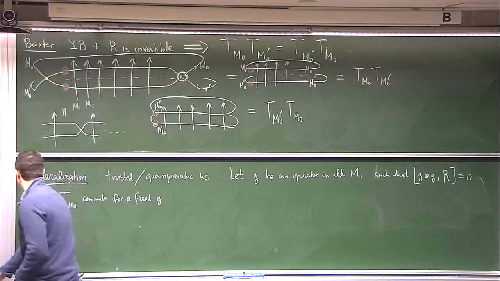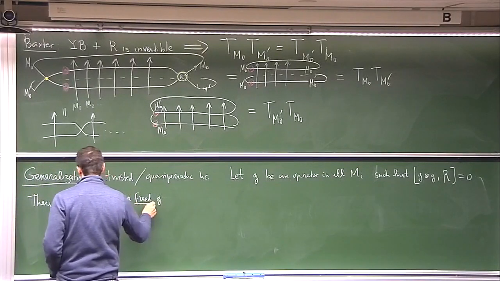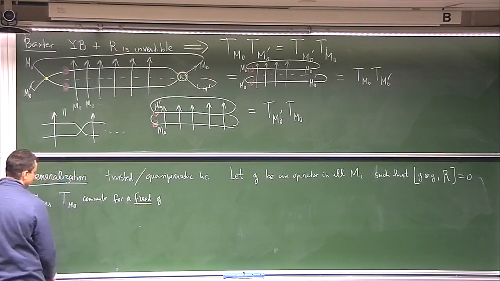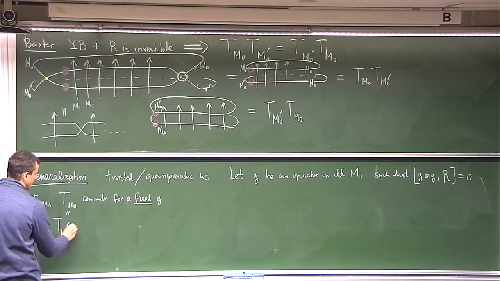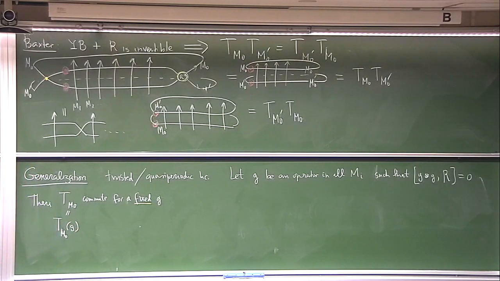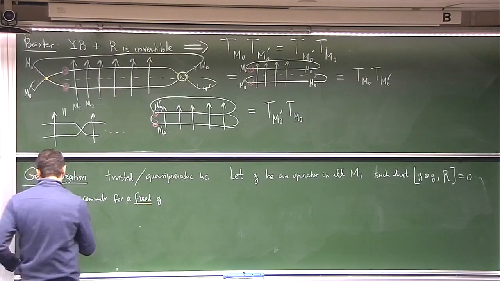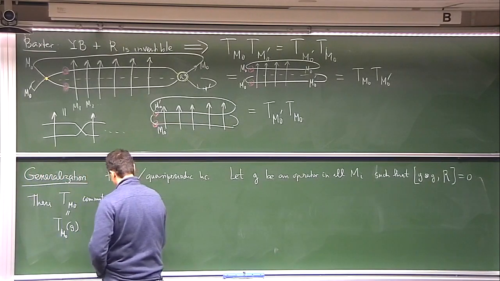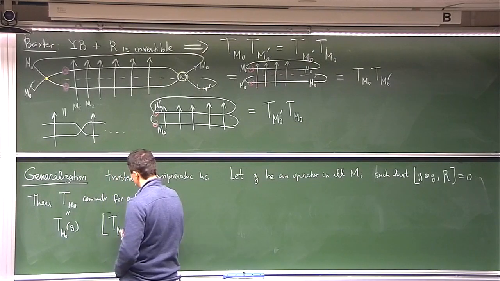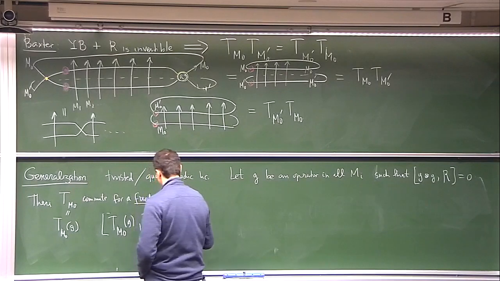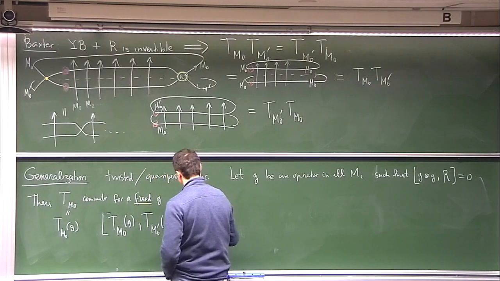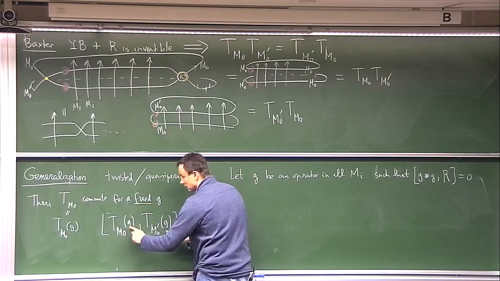So this depends. In other words, this is a function of a representation and an element. And this means the commutator of T M0 with G, the commutator of T M0 prime with G, this commutator of 0, means this can be different, but this aren't.